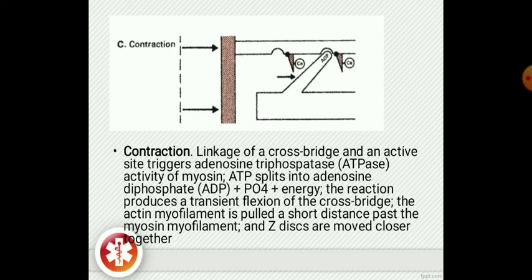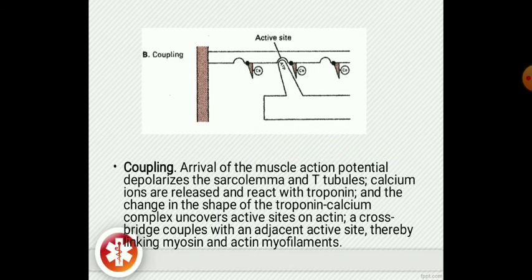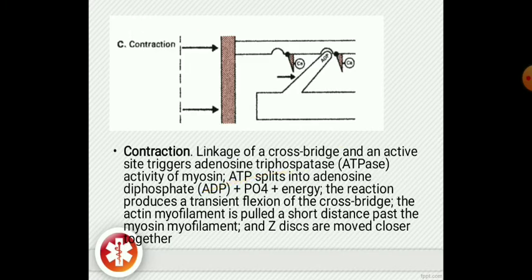In the third stage, what happens is once these cross bridges get attached with this receptor site, it will go for an active flexion. That means you can see these cross bridges are in an elongated position. Once they attach with the receptors, they will go for a flexion movement. So it will produce shortening of the muscle.